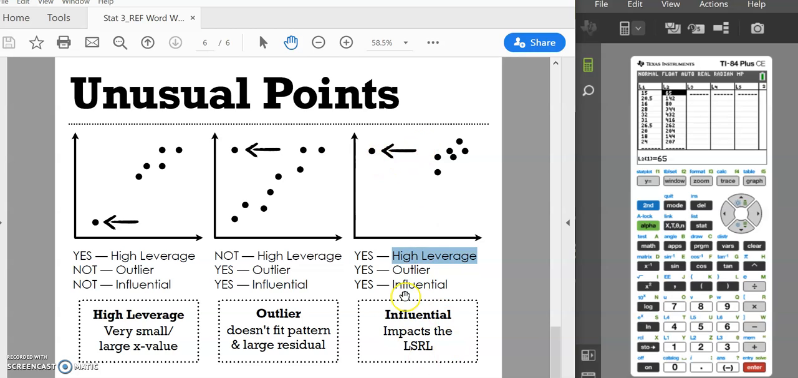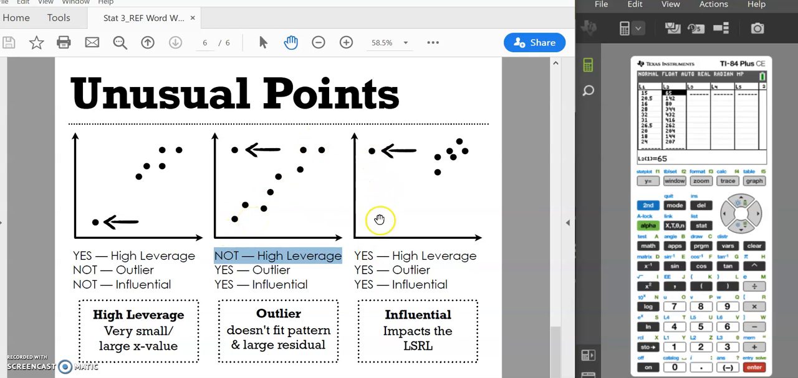But basically an influential point will be any point that impacts the slope and the y-intercept. Whereas notice that an outlier doesn't necessarily have to be high leverage, meaning it doesn't have to lie far outside of the x values. Because notice this point here, it has an x value similar to the rest of the x values. It's right around the minimum, actually, of the x values. So it's not outside of the x range.